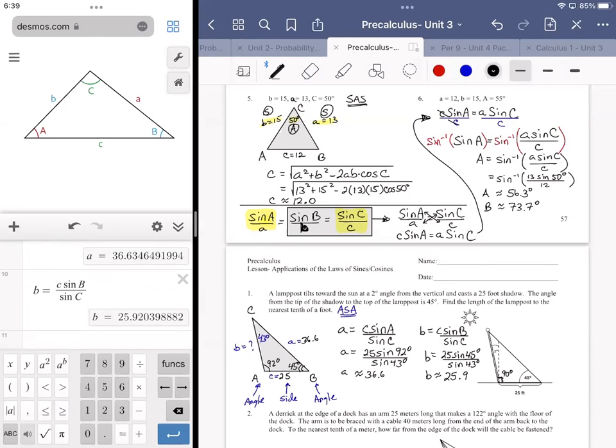So that's this side. B is approximately 25.9. So now we have the solution to the triangle. Right? We know all the missing sides and angles. They said find the length of the lamppost, to the nearest tenth of a foot. The lamppost is 25.9 feet.